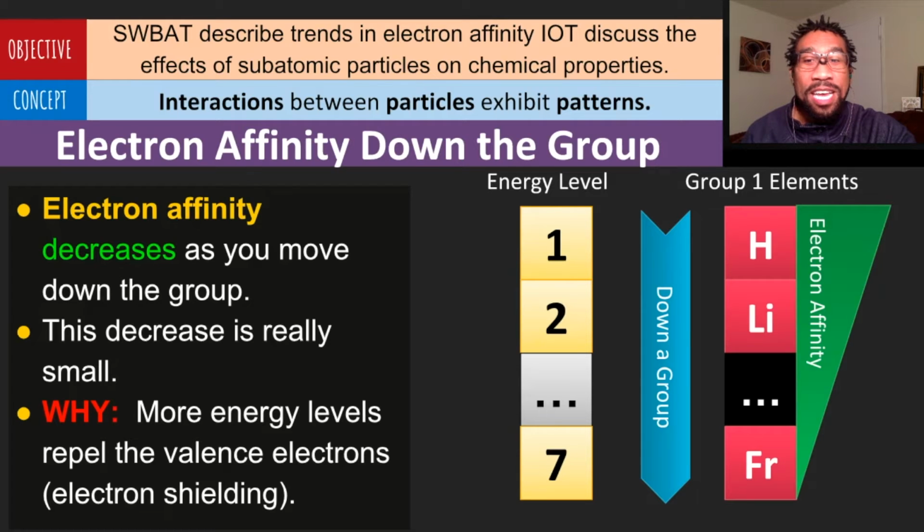Simply because as you add more energy levels, the energy levels actually repel valence electrons, which is the electron shielding effect. And the result is that you're just not as excited about receiving electrons when you have so many energy levels or such a high degree of electron shielding. Okay. So again, it's like eating too much cake. You've had too much, you're not excited about having more. All right. So let's dive right into the next example.